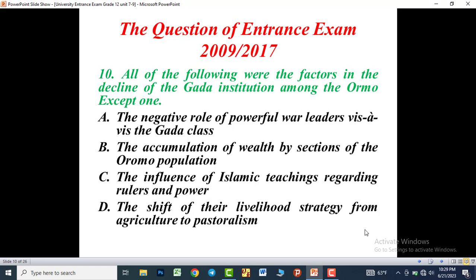In addition to these internal factors, there were also external influences, such as the influence of monarchical states and the influence of Islam. Generally, the factors that led to the decline of the Gada system were change in economic life due to the expansion of long-distance trade, and the emergence of strong war leaders known as Abba Dulas. In addition, there were external factors: the Oromo were influenced by the monarchical states. The Oromo began to adopt monarchical systems of government, and lastly, the introduction of Islam was another factor.